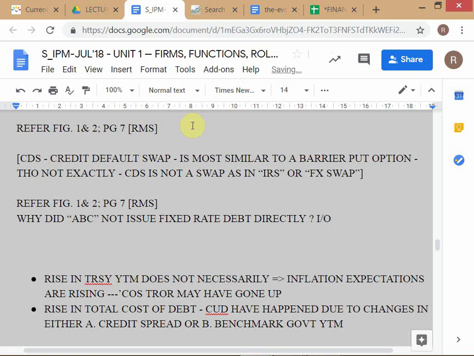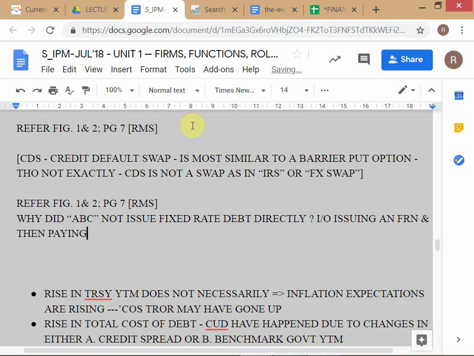Instead of issuing an FRN and then paying on an IRS. As I told you earlier, paying on an IRS, in market lingo, automatically means that you're paying the fixed rate, because in an IRS, one party pays the fixed rate and one party pays the floating rate. So when we say ABC is paying on an IRS, it is understood as ABC paying the fixed rate on the IRS.